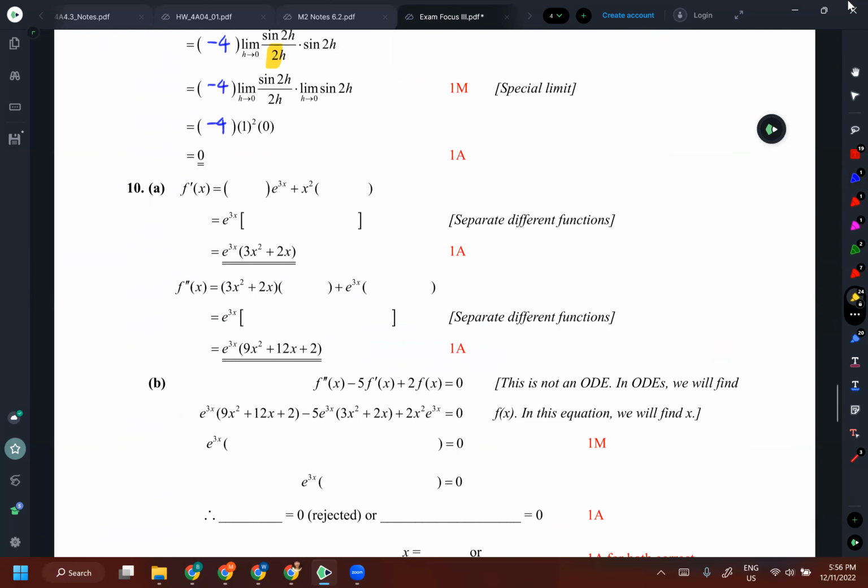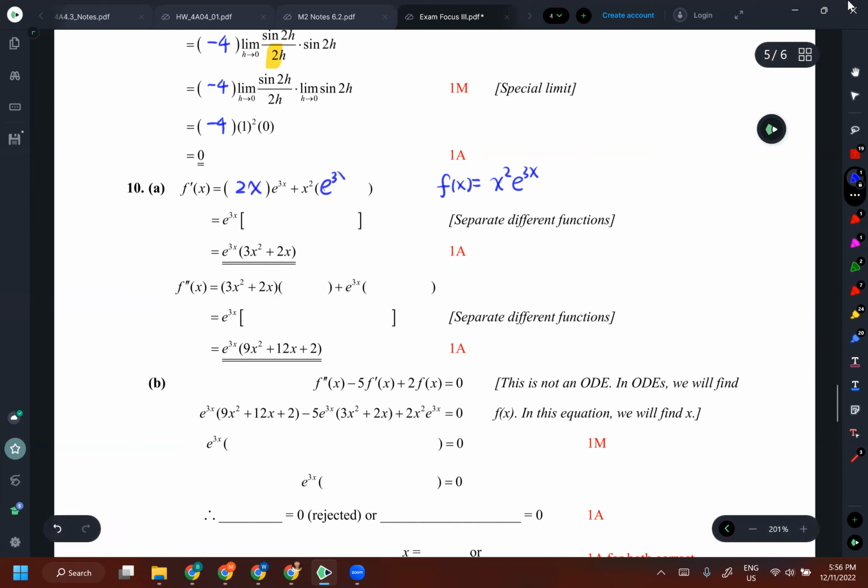F prime. I don't remember the question, but I think f of x is given to you as x squared e to the power 3x, I think. So it's 2x and then e to the power 3x times 3, and then that's 3x squared plus 2x. The answer is given this way. Now you can see that x is not taken out. It's not fully factorized. This answer is seen as the most simplified answer because I separated the exponential function and the polynomial function, and that's it. I just need to separate them. If you want to take out x, I think it's fine, but it's not good for your next step.